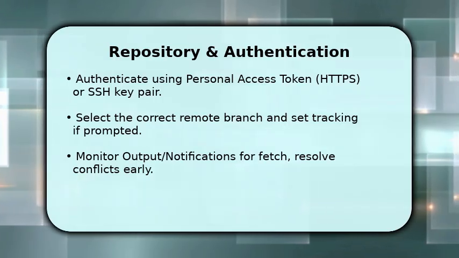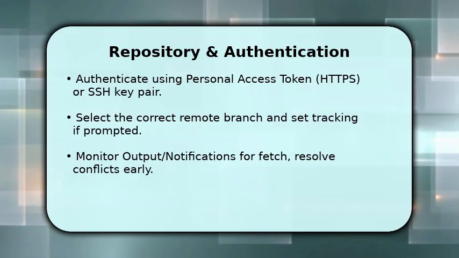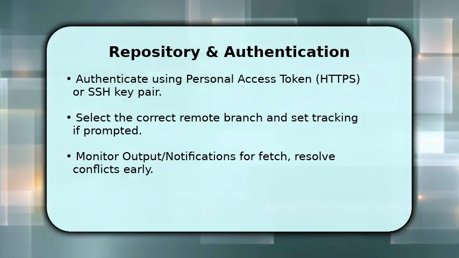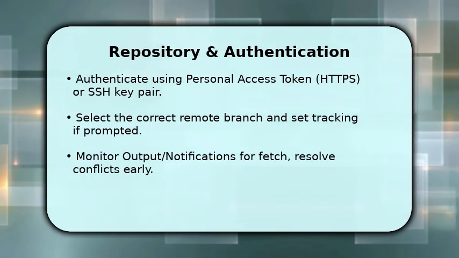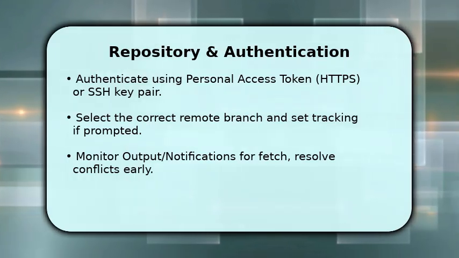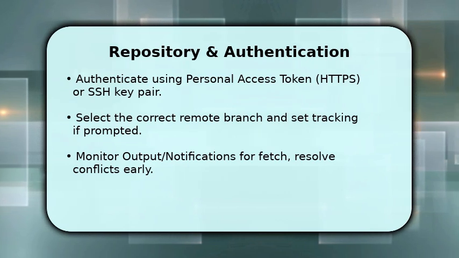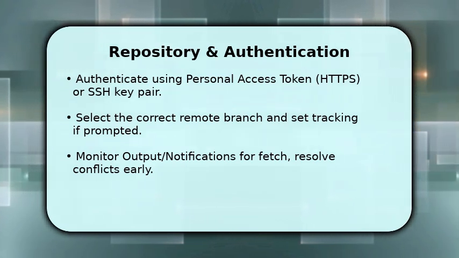After authentication completes, Visual Studio lists branches. Switch to your desired branch by double-clicking it, and set it to track origin if you will push changes. Make sure fetch and pull complete without errors. If not, stop and read the output pane to see which step failed.